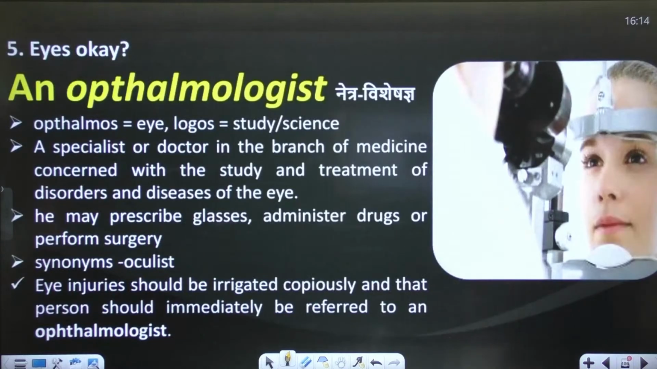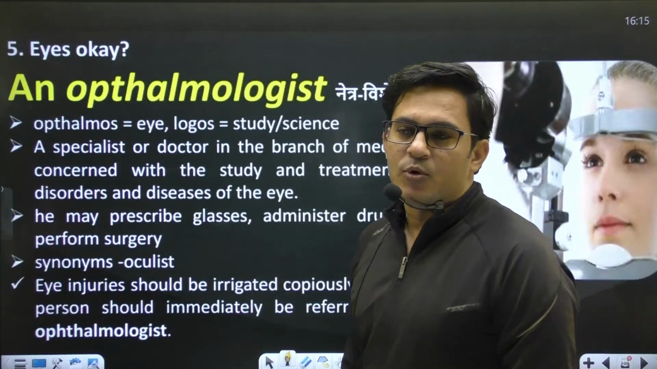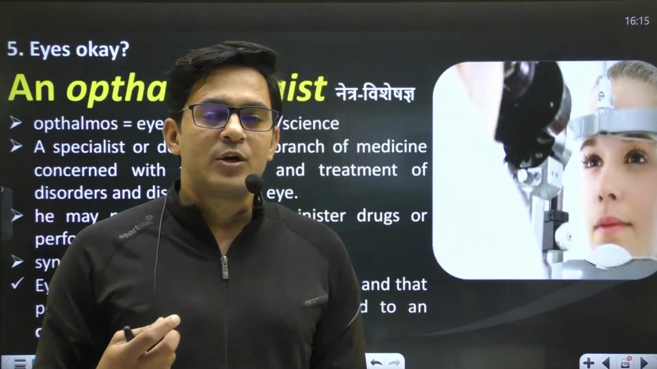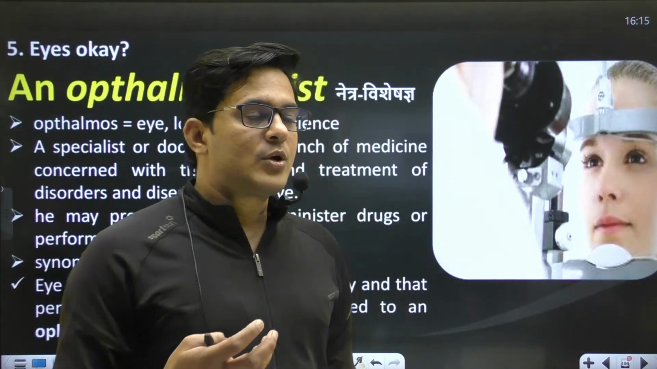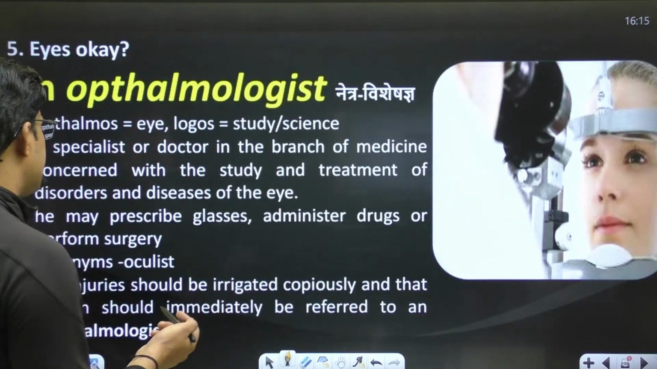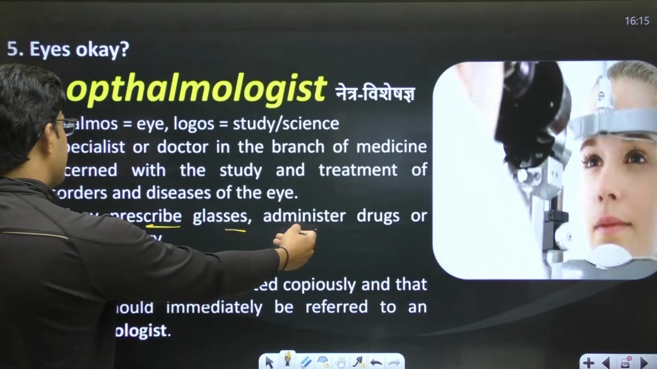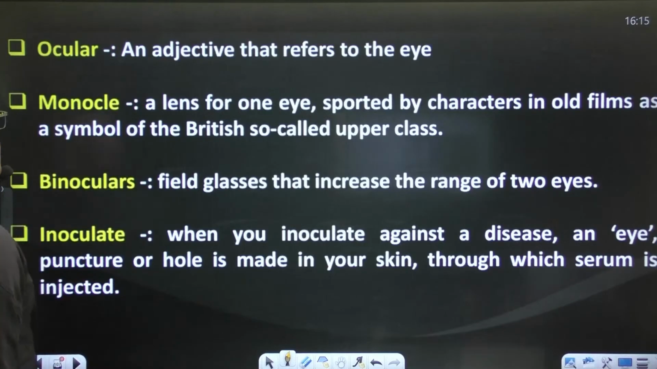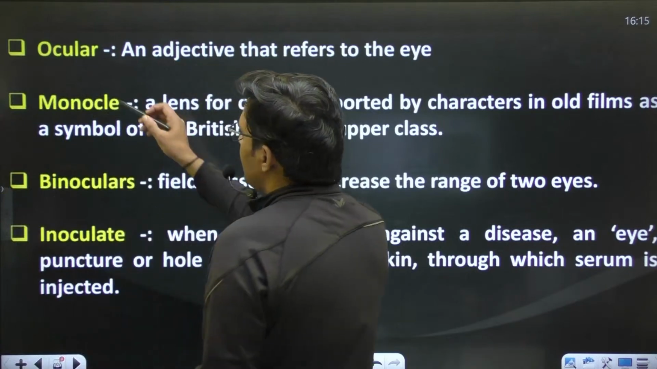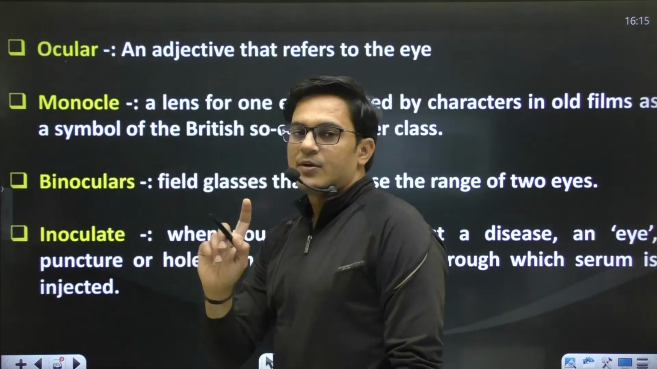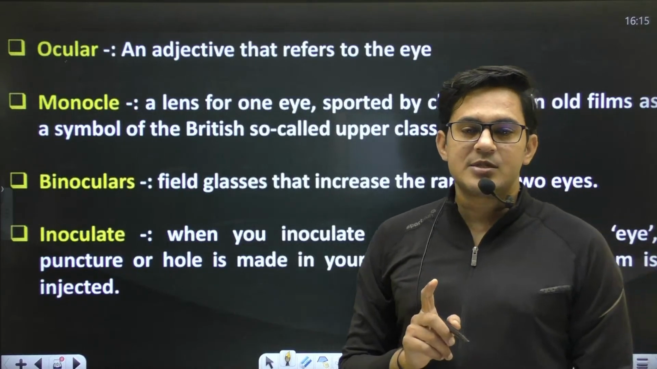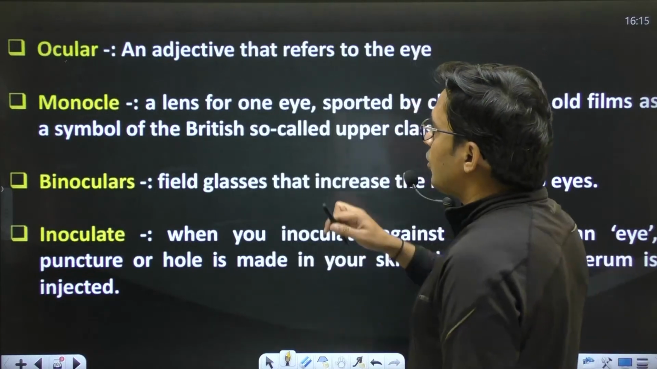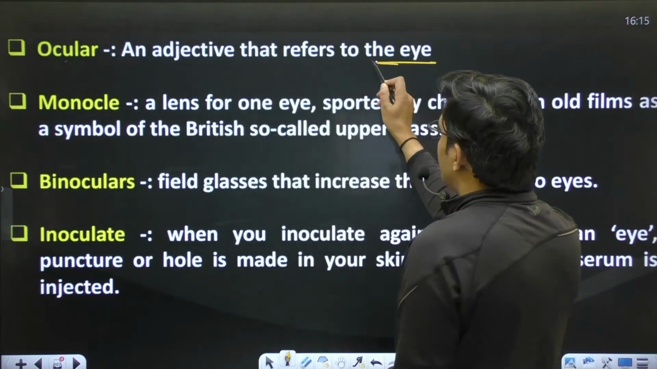So move to the next one, ophthalmologist. Ophthalmologist is a person who is a specialist in eye disorders, one who performs surgeries, prescribes glasses, administers drugs, or performs surgery. So many of the words like ocular, this word ocular denotes the eye, right? Whenever you find this word ocular, ocular is a root which means eye, okay. So ocular, an adjective that refers to the eye, okay.